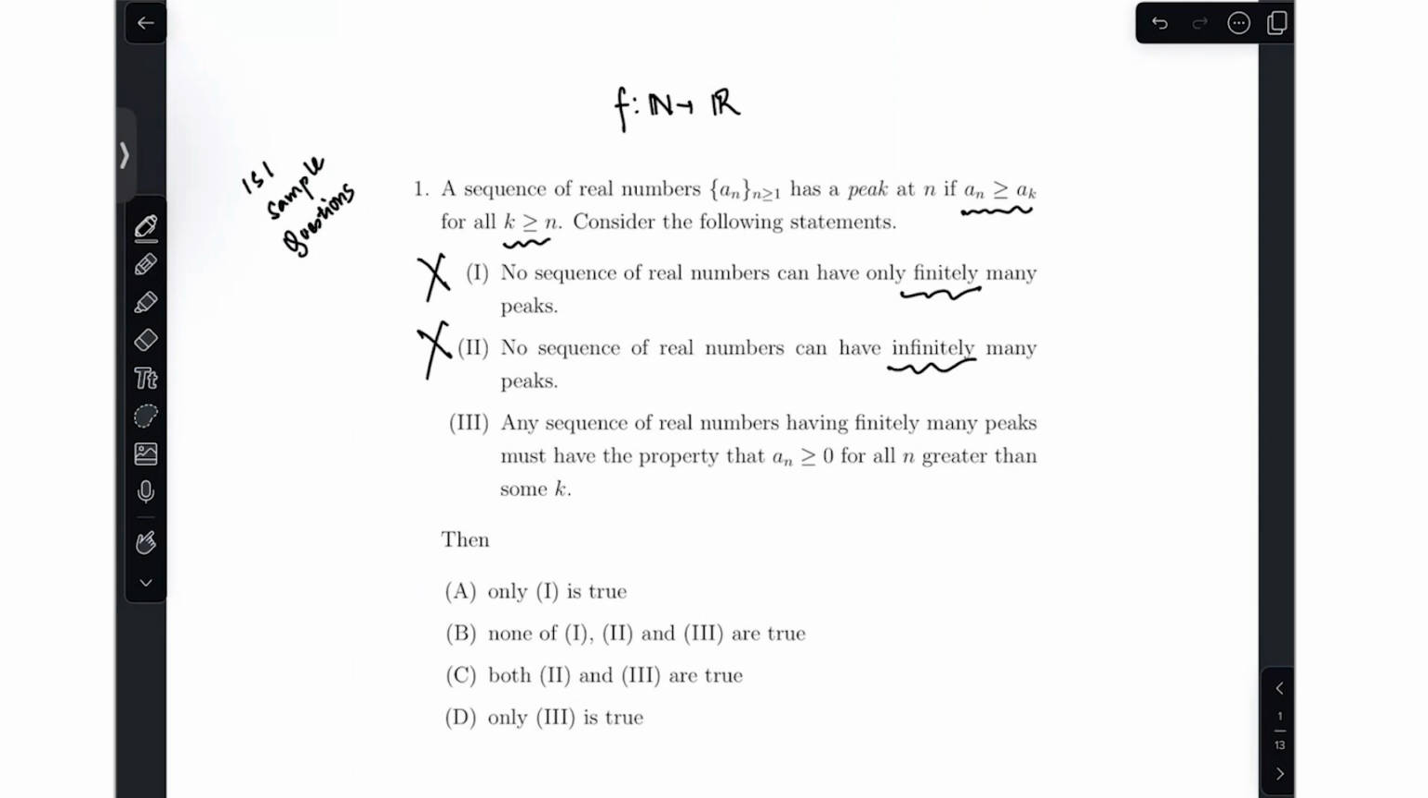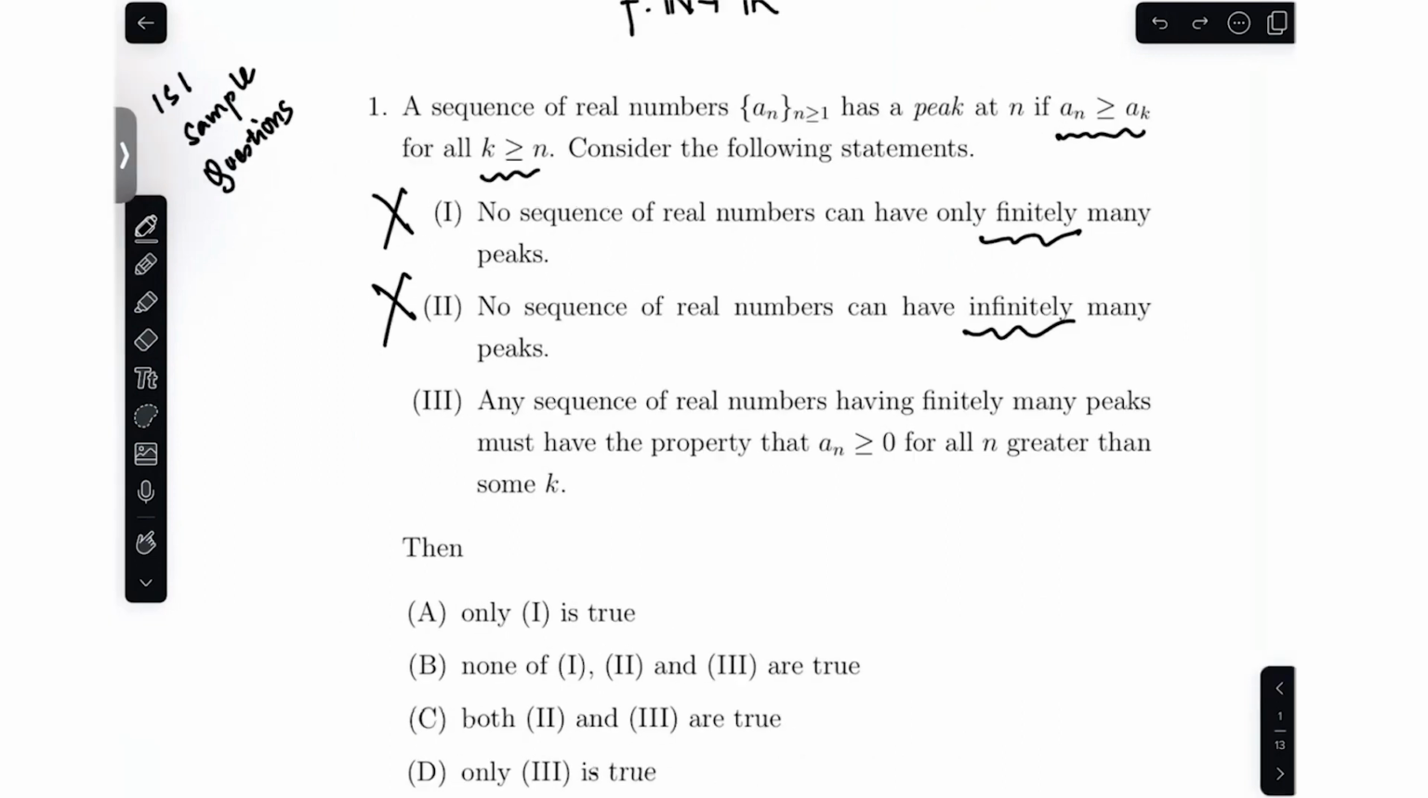So 1 and 2 are false. Let's see the third one. If 1 and 2 are false, only this can be the option. 3 is true. But we will not do option matching, okay? We will understand what's happening. You can do option matching in the exam, where you have to be conscious of the options, okay? But this is for understanding purposes now.